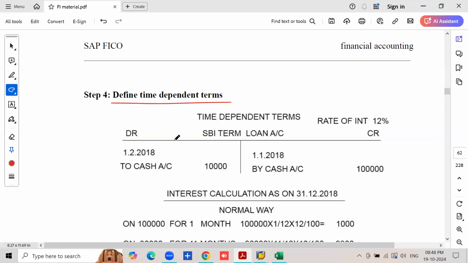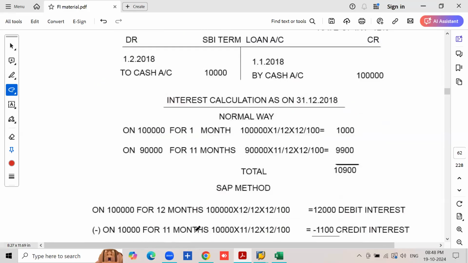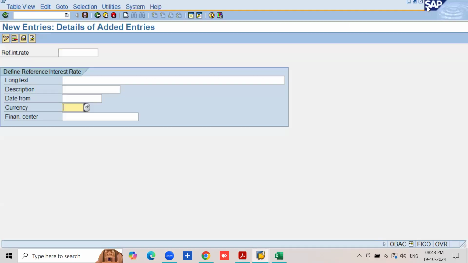This we will see tomorrow. It takes nearly more than half an hour. You will see this in tomorrow's class. So tomorrow, general ledger accounting will be over. Tomorrow we have the class at 6:30 p.m. IST as usual. Then from next week, we start accounts payable.